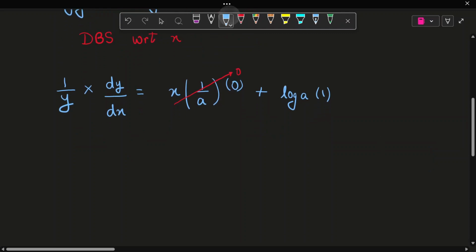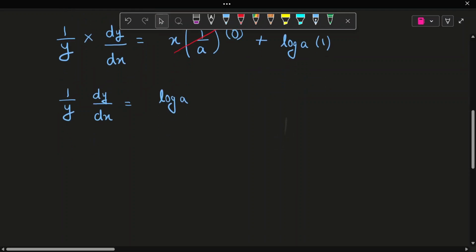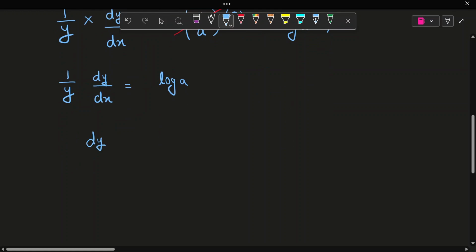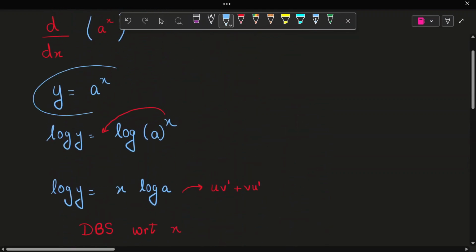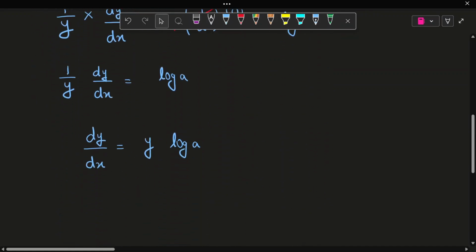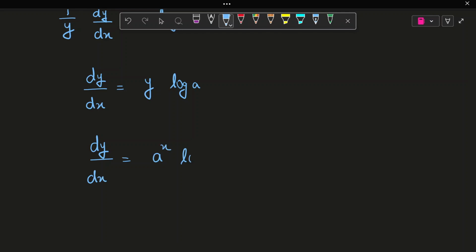Now we are only left with this thing, which is 1 over y dy by dx equals log a, and then it would be dy by dx equals y times log a. Now if we come on the top and see that the value of y is a to the power of x, we can just plug it in here, which would be dy by dx equals a to the power of x times log a. This is your answer.